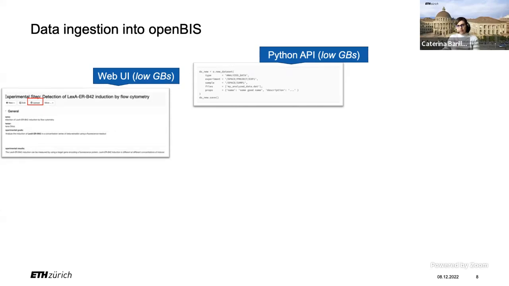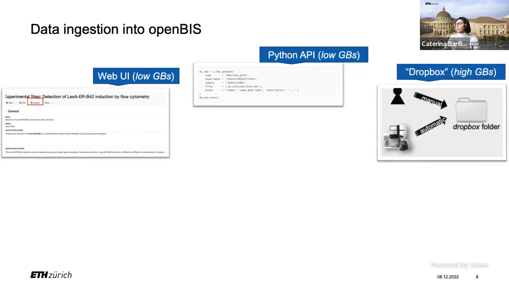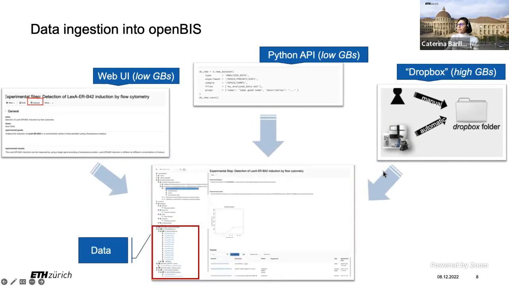If you have larger data sets, so going into the hundreds of gigabytes, then you would use what we call a Dropbox mechanism, which has nothing to do with the Dropbox commercial program. Essentially, this is a folder where data are stored. Either they can be automatically moved from an instrument to this folder, or it can also be a manual process. The users put the data in this folder, and then from there a script controls the ingestion into openBIS. And then the data will end up in openBIS attached to a given experiment or a sample, depending on what makes most sense.